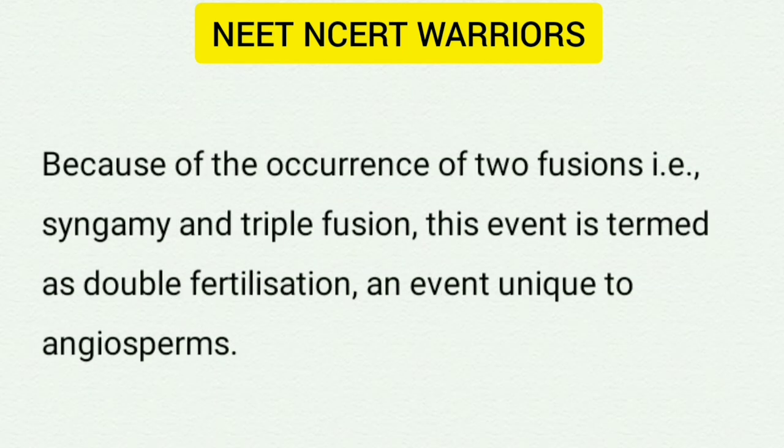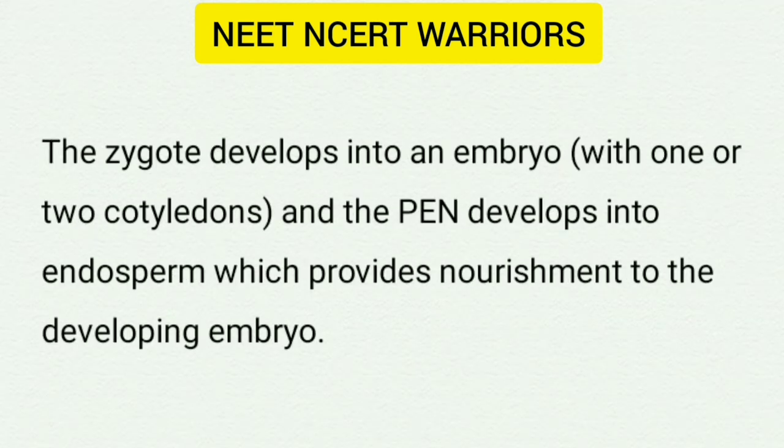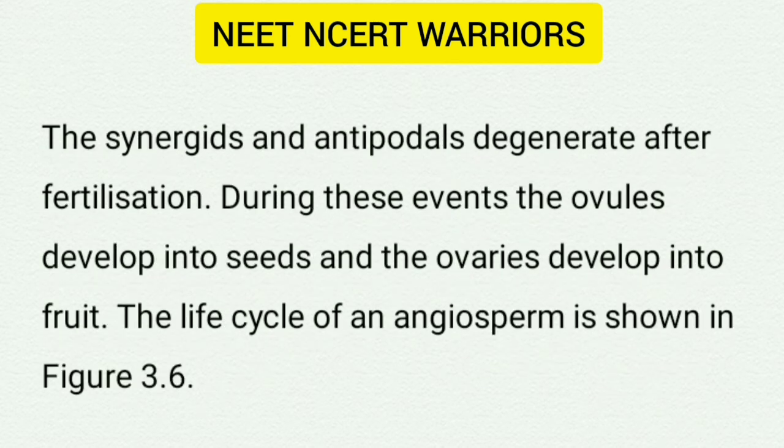Because of the occurrence of 2 fusions, that is, syngamy and triple fusion, this event is termed double fertilization, an event unique to angiosperms. The zygote develops into an embryo with 1 or 2 cotyledons, and the primary endosperm nucleus develops into endosperm, which provides nourishment to the developing embryo. The synergids and antipodals degenerate after fertilization. During these events the ovules develop into seeds and the ovaries develop into fruit. The life cycle of an angiosperm is shown in figure 3.6.